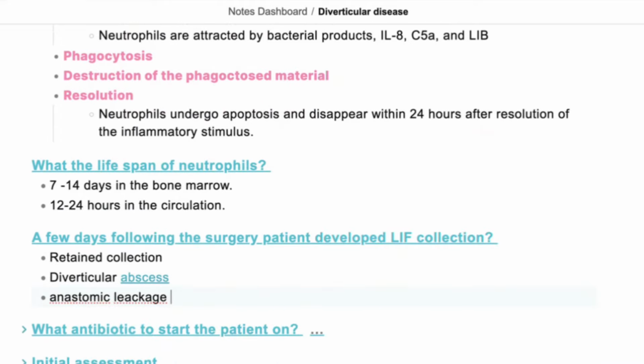All right, what antibiotic to start the patient on? So I would like to consult my local microbiologist and adhere to local trust protocol. In my current practice, we use AMG, which is amoxicillin, gentamicin, and metronidazole. However, in certain circumstances, you can also use clindamycin as well.